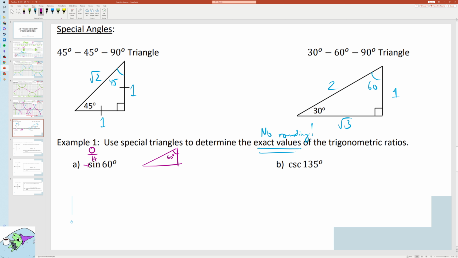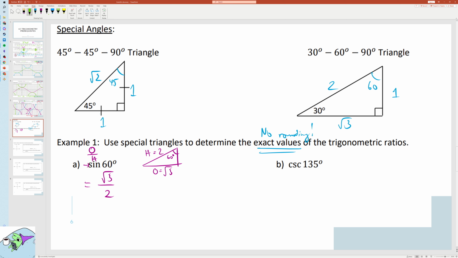So what was the opposite side of 60? That's across from the 60 over there. That's the root 3. And what was the hypotenuse on this triangle here? Well, that was the 2 over there. So sine of 60 is exactly equal to root 3 over 2. Okay. Well, not so bad.